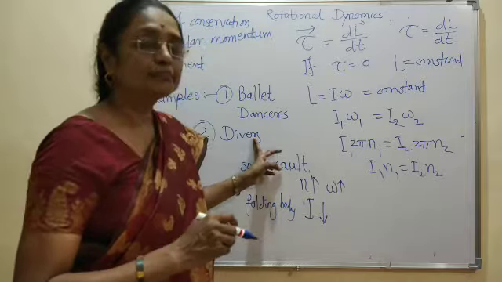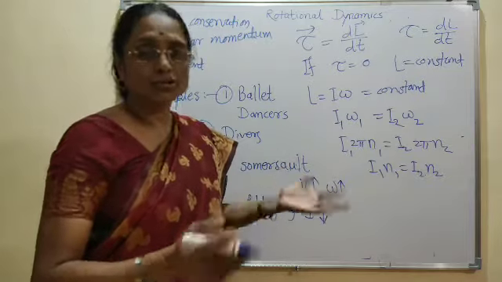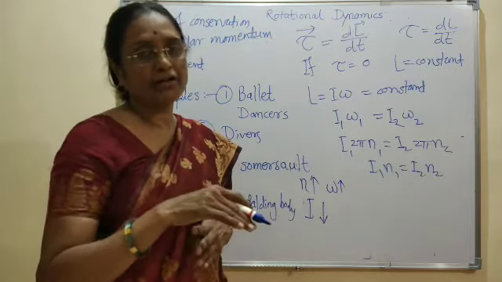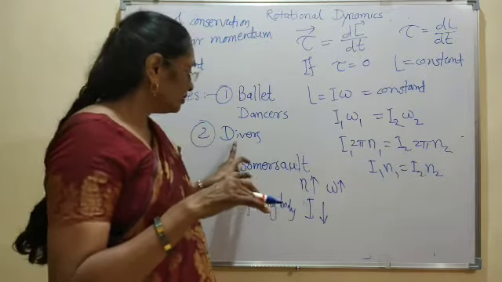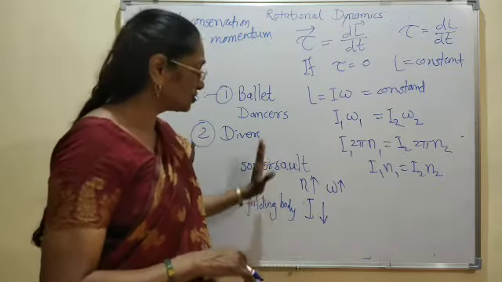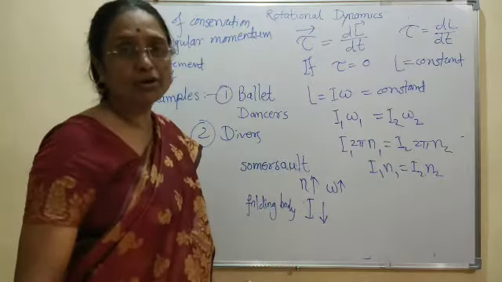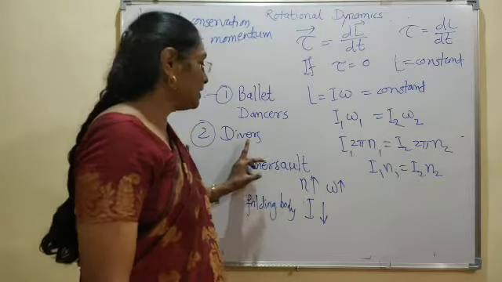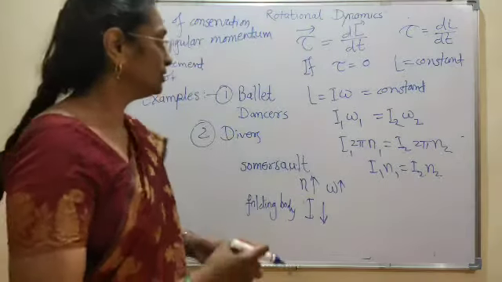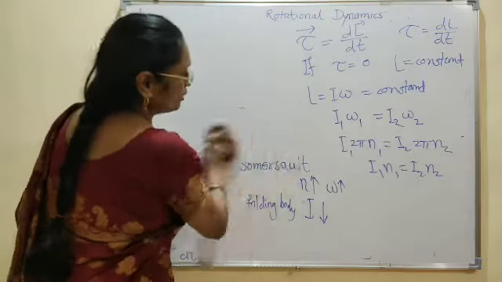But when they go towards the water surface, they outstretch their bodies, meaning they increase the moment of inertia so that they can take the entry in the water. That is called diving. So this principle, the principle of conservation of angular momentum, is usually used by divers as well as ballet dancers. So this is about the applications or examples of the law of conservation of angular momentum.